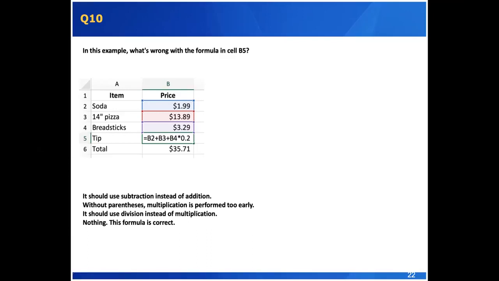Ma'am, without brackets, I think it should also give the right answer because it does the multiplication first. Yes, it will give the right answer. I don't know the answer, but what it will do is only apply the 20% to the breadsticks cost, which is not fair, right?